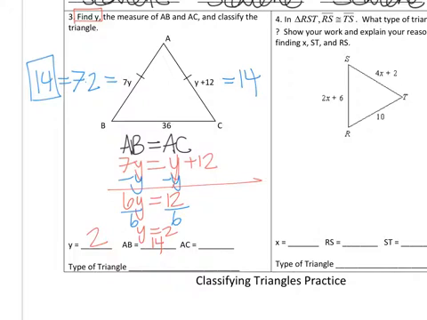Now if you want to go the long way, you can. Y is 2, right? Plug it in. 2 plus 12 is, yep, you got it, 14. All right, so that means that we found our last measurement.